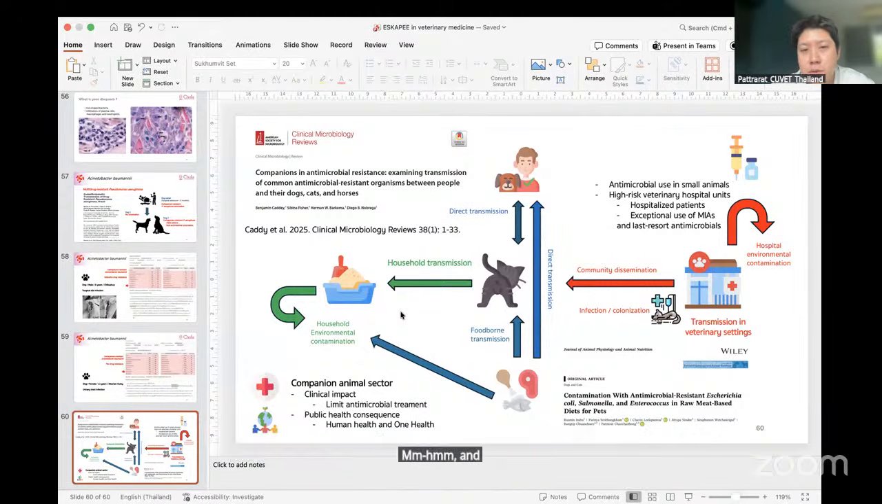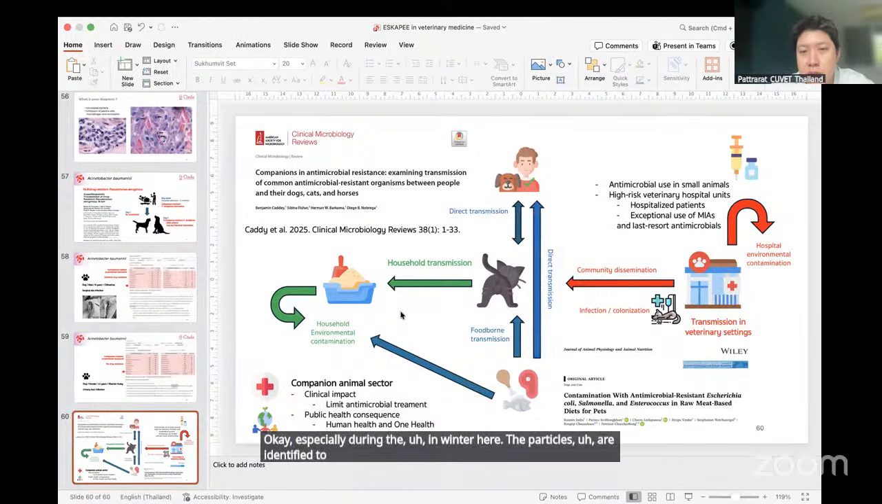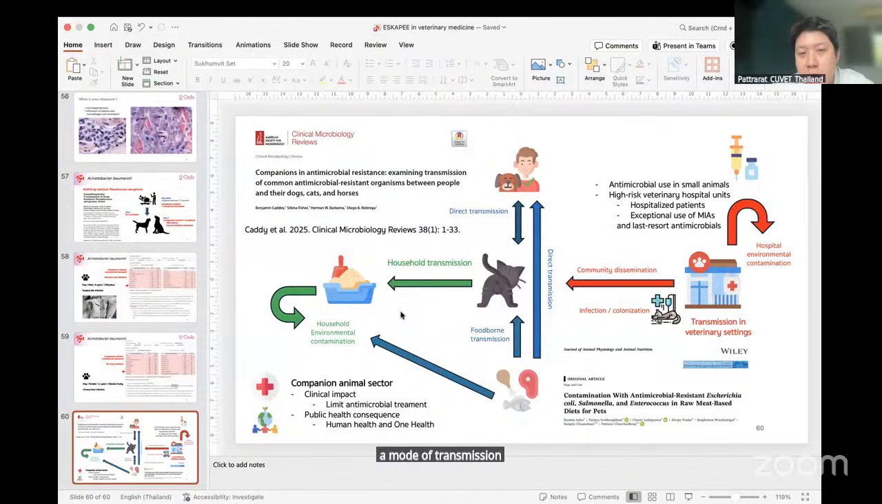And also for the environment, such as in Thailand we have the problems about the small dust, the PM 2.5. Especially in winter here, the particles are identified to be like a mode of transmission of AMR bacterial AMR genes.